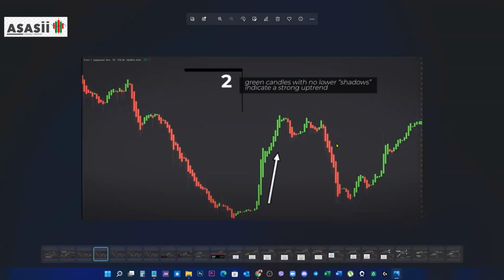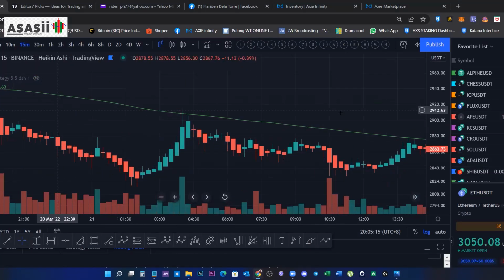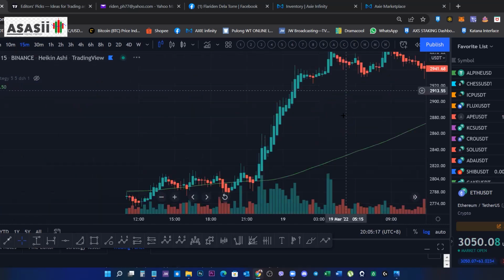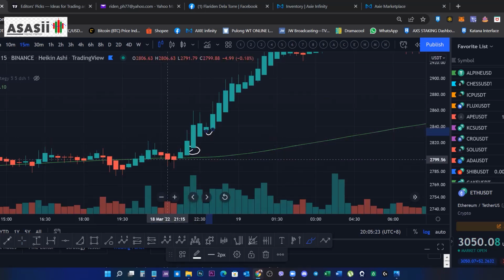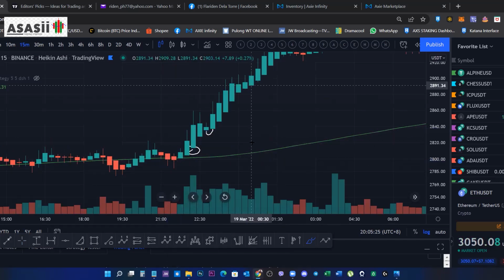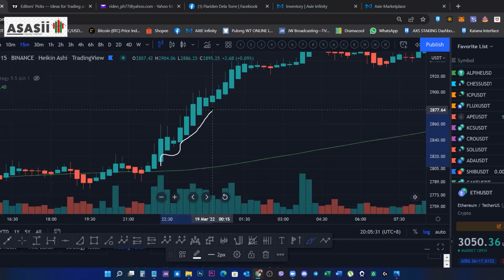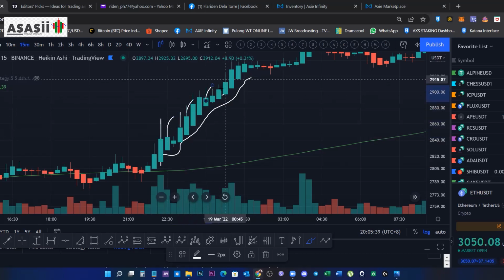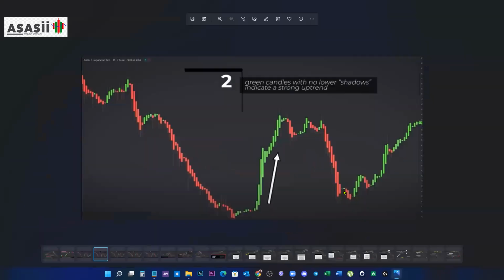So green candles with no lower shadows indicate a strong uptrend. So what does that mean? Normally that is what we call the wick in a normal candle. Or if you notice here, it has no shadow. Shadow is what we call that tail. So primarily in a strong uptrend, it has no shadow. There may be a few small stray ones, but primarily the tail is here. Okay? So this is an uptrend in Heiken Ashi candles. You should remember that.